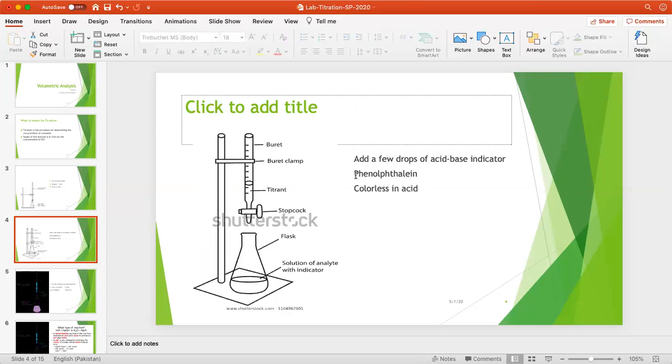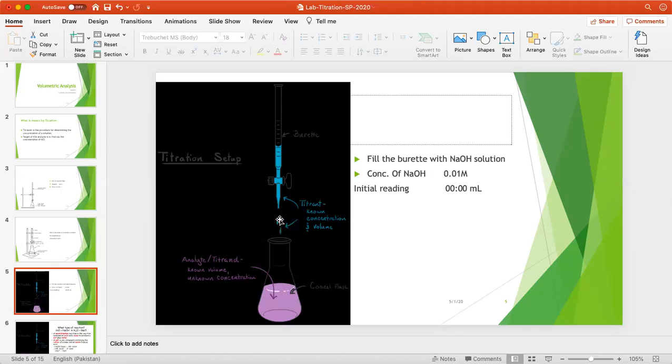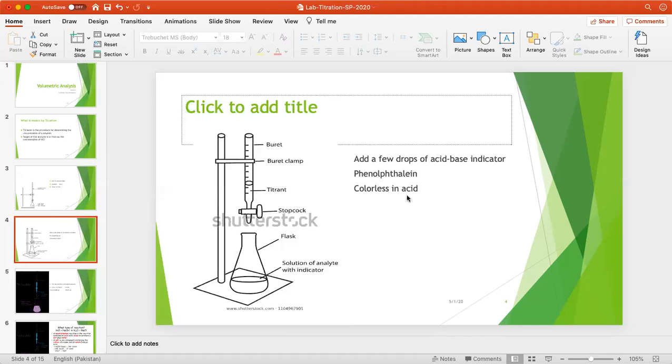In this case I'm using phenolphthalein as an indicator, because when the acid is strong and the base is strong, we normally use phenolphthalein. HCl is a strong acid, and sodium hydroxide is a strong base, so we use phenolphthalein here. I add 2 to 3 drops of phenolphthalein to this flask. Phenolphthalein is colorless in acid but turns pink in the presence of base.